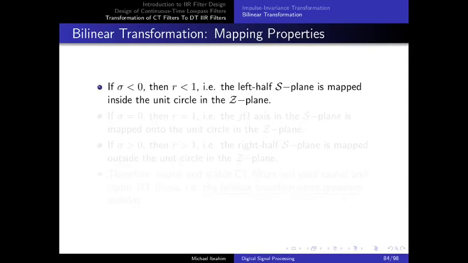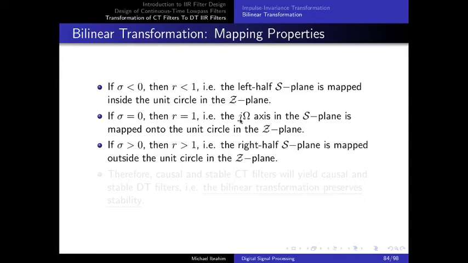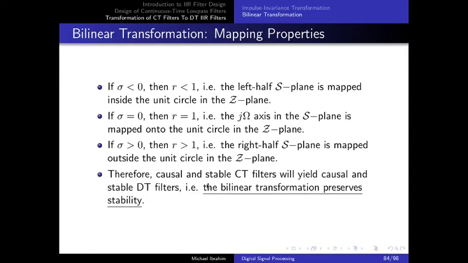So, if sigma is less than 0, r is less than 1, and the left half plane of the s domain is mapped inside the unit circle. And if sigma is equal to 0, r will be equal to 1, and the j omega axis will be mapped on the unit circle. And if sigma is larger than 0, r would be larger than 1, and the right half plane will be mapped to the outside of the unit circle. Therefore, a causal and stable continuous time filter will be mapped into a causal and stable discrete time filter. In other words, the bilinear transformation preserves stability.